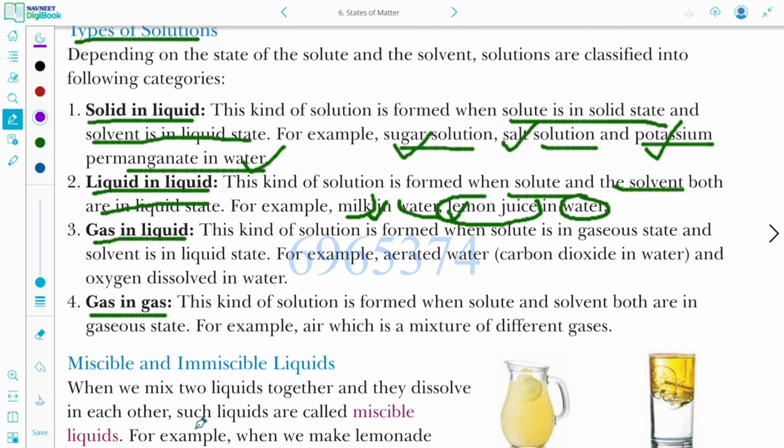Gases in liquid. In this type of solution, the examples are aerated water and oxygen dissolved in water. In this kind of solution, solute is in the gaseous state and solvent is in the liquid state. Gases in gases. In this kind of solution, the solute and solvent both are in the gaseous state. For example, air is the mixture of different gases.